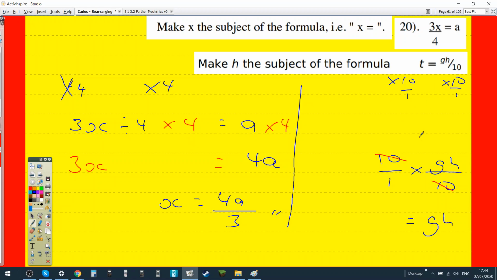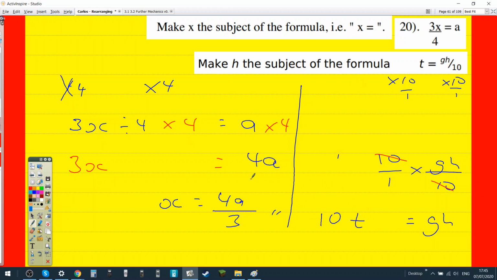Yes. And so that's why you end up with GH. The reason why you times both sides by 10 is to get rid of this 10. At the moment it's being divided by 10, so you do the opposite to get rid of it. You times both sides by 10. So what will be on the left side after times both sides? On the left side, it would be T. You times both sides by 10. Oh, so then 10T. That's it.